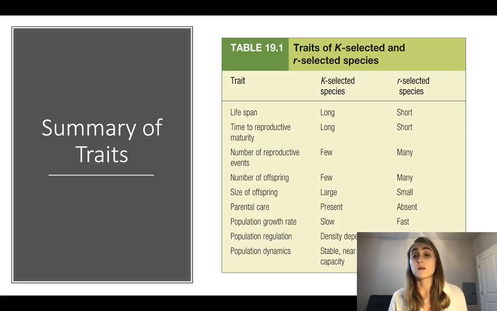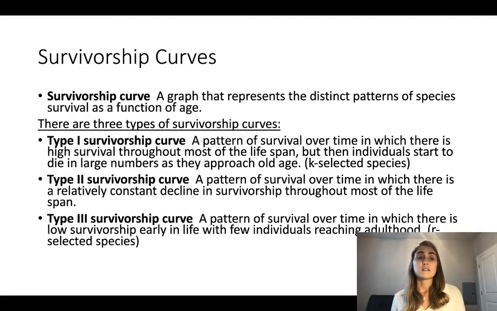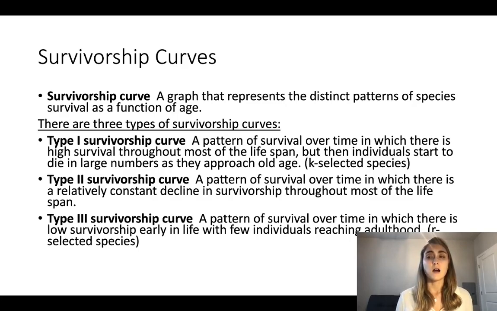This is just kind of a summary. So if you're looking for a quick guide, you don't have to do anything with this. It's just as you're studying maybe for your next quiz or test, this is a quick reference. Now with R and K selective species comes something called survivorship curves. And this is a pretty characteristic graph that you will see on the AP exam, and it's called a survivorship curve graph. And it represents the distinct patterns of survival based on their age.